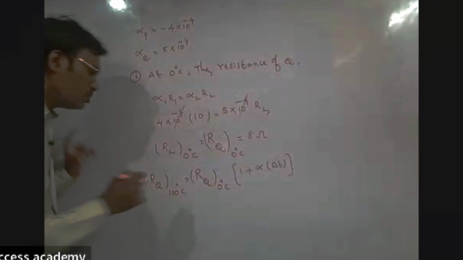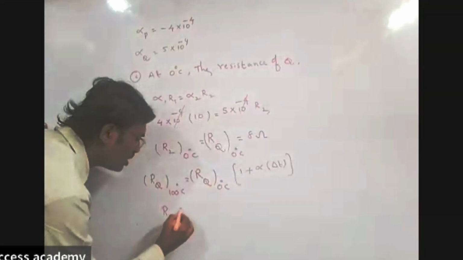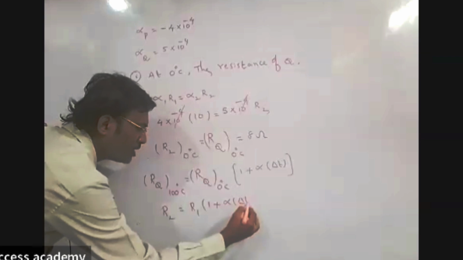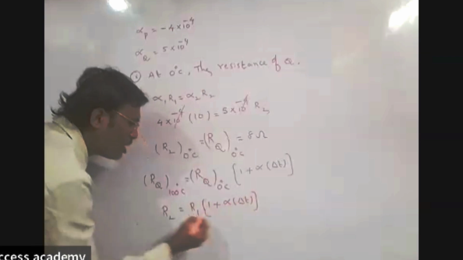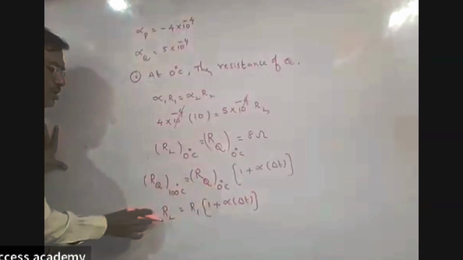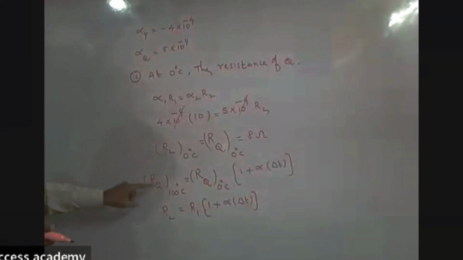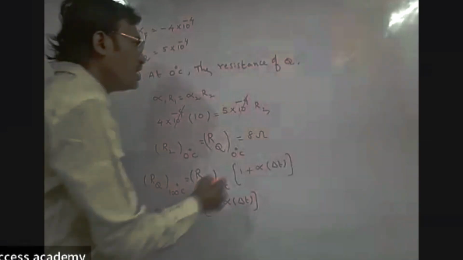R2 is equal to R1 into 1 plus alpha into delta T. This is the formula. R1 is resistance at 0, R2 is resistance at 100 degrees Celsius. So they said to calculate resistance at 100 degrees Celsius, so straight away I considered that.